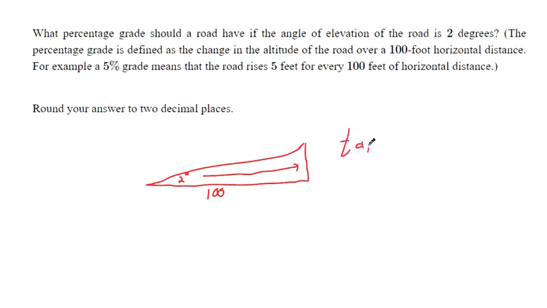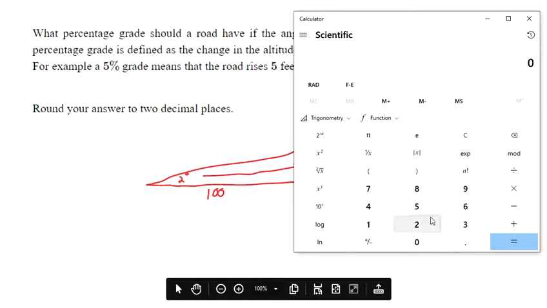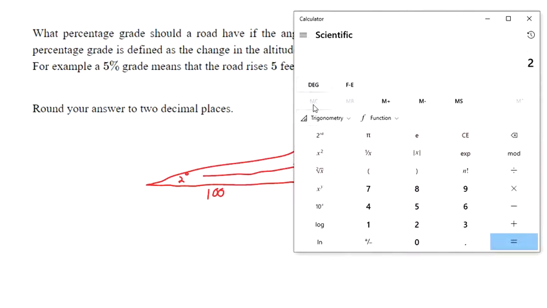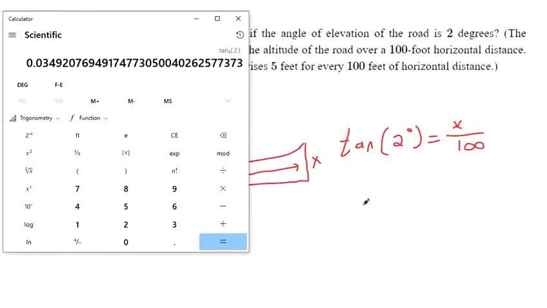And just make sure your calculator's in degrees when you do this. Tangent of 2 degrees equals that opposite side that we don't know. We'd like to know that so we can come up with our percentage. Divide by the adjacent. So if we pull out a calculator, you got 2. Oh, I'm in radians, so I'm going to click this to change it to degrees. And then hit trig, and then hit tangent. So that evaluates tangent of 2 degrees at 0.03492. I'm not going to try to write that out.